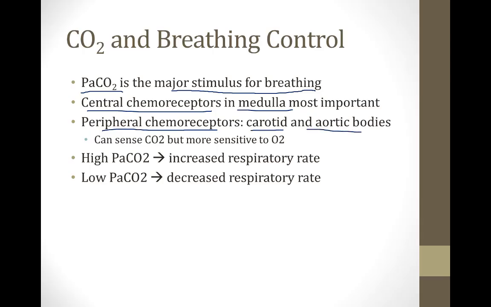These can sense CO2, but they're more sensitive to oxygen, and just like with the brain, they only kick in when you get severely hypoxemic. Under normal conditions, it's your central chemoreceptors in the medulla that are telling you how fast to breathe.